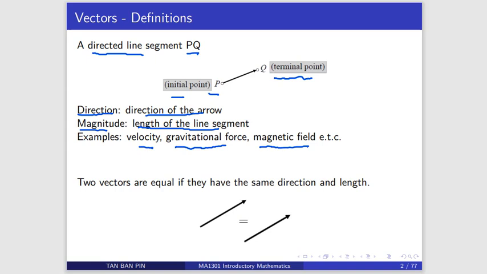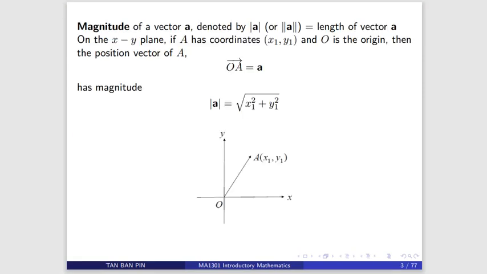Because a vector has both direction and magnitude, two vectors are equal if they have the same direction and the same length. So the two things must be both the same direction and same length. The magnitude of a vector A, denoted by magnitude A with two vertical bars, is the length of the vector A.